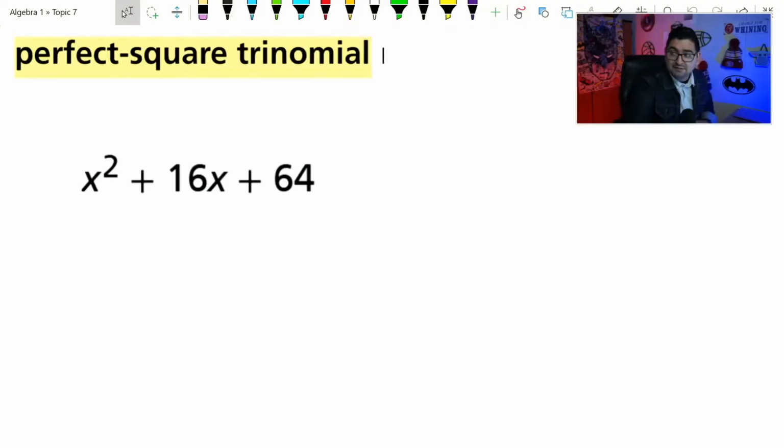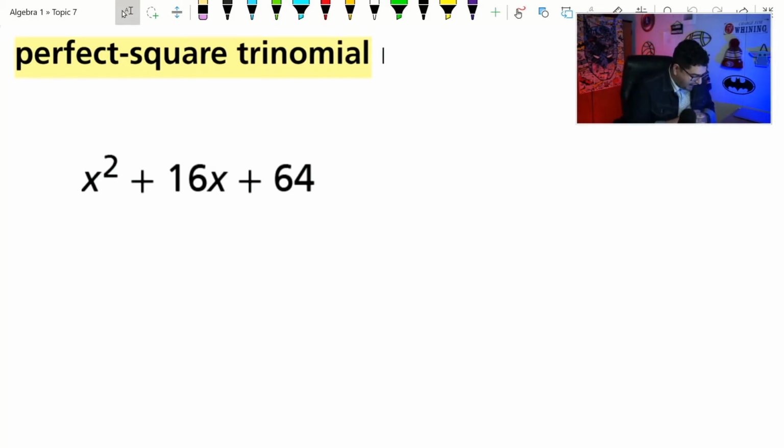So here I have my first example of what a perfect square trinomial is. What is a perfect square trinomial? A perfect square trinomial is a trinomial that when you factor it, you end up getting two identical binomials. Let me show you, for example, what would happen in this case.